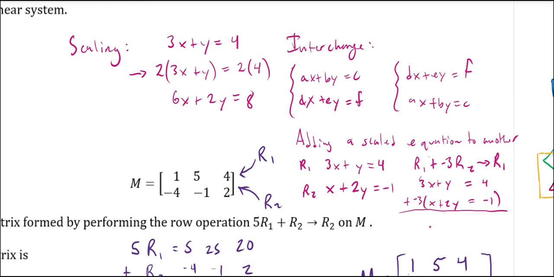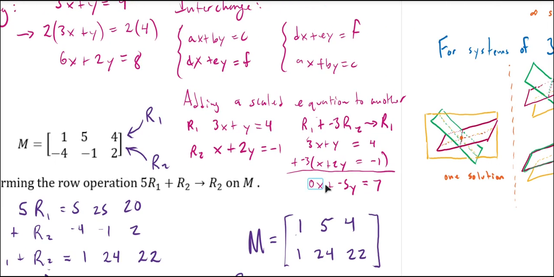Notice that 3x plus -3x would be 0x's. And -3 times 2 is -6, plus 1 is -5. And -3 times -1 is 3, plus 4 is 7. And so in this case, we would wind up with a new equation. And if I replace that into my equations for row 1 here, equation 1, I would get -5y equals 7 over x plus 2y equals -1.